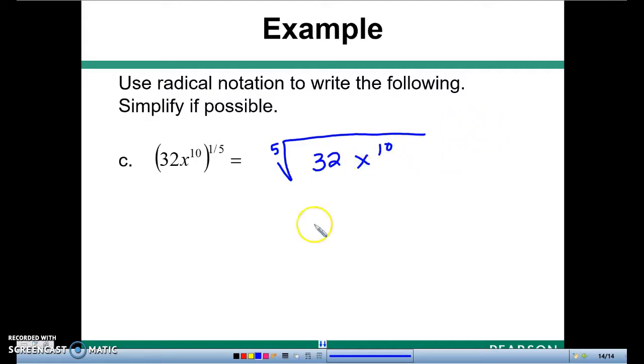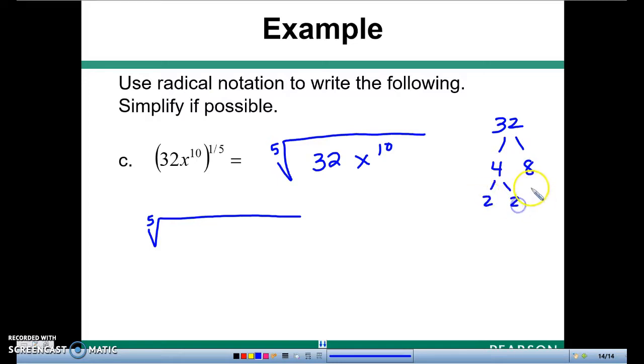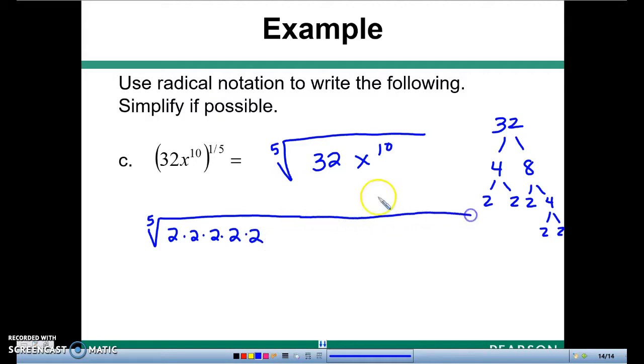All right, so now I'm going to do it the long way. Slow and steady wins the race. 32 in prime factored form. Well, I know that's 4 times 8, and 4 is 2 times 2, and 8 is 2 times 4, and 4 is 2 times 2. So that's 1, 2, 3, 4, 5 2's that are being multiplied together.